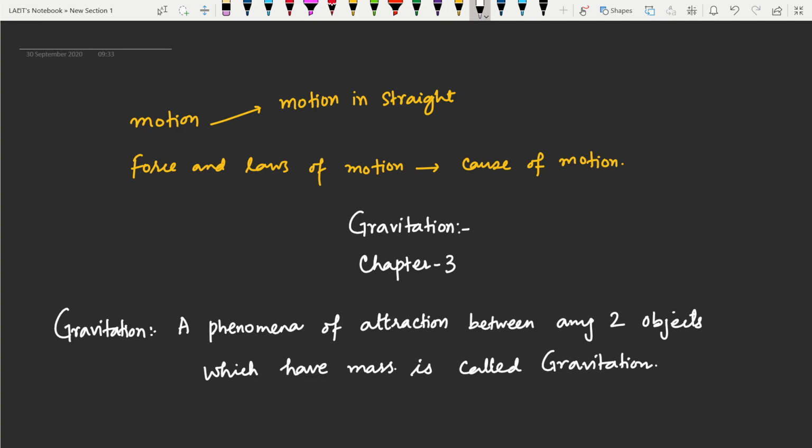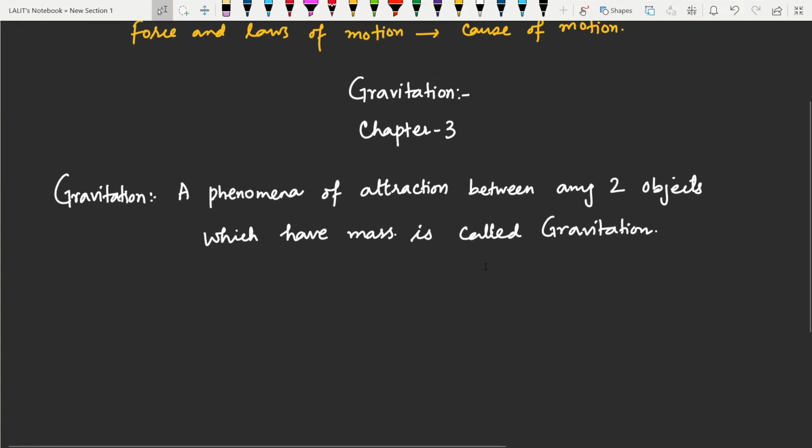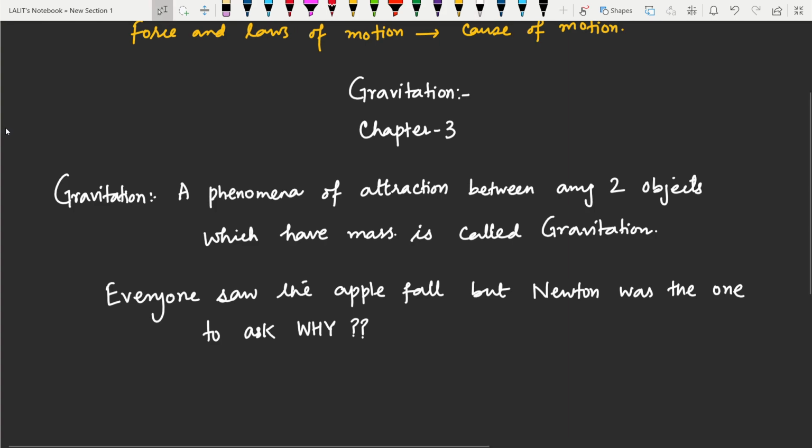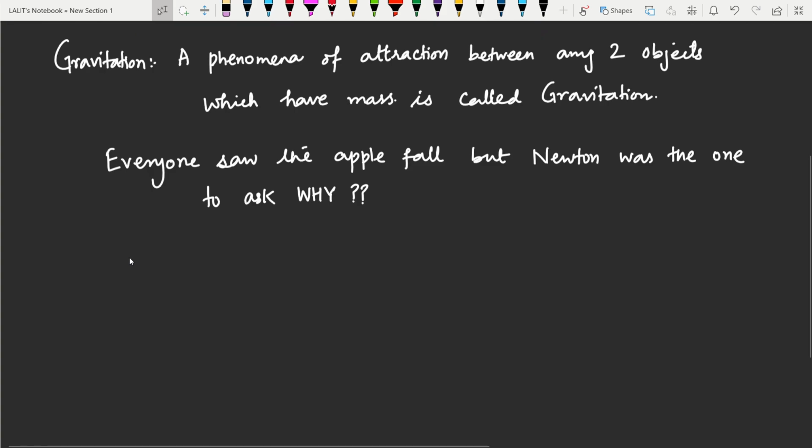Now there is a famous saying, I think most of you must be familiar with that saying. It says, everyone saw the apple fall, but Newton was the one to ask why. Now this question was there in his mind, that why does the apple fall down? Why doesn't it go up? And this led to the law of gravitation, which is also called Newton's law of gravitation.